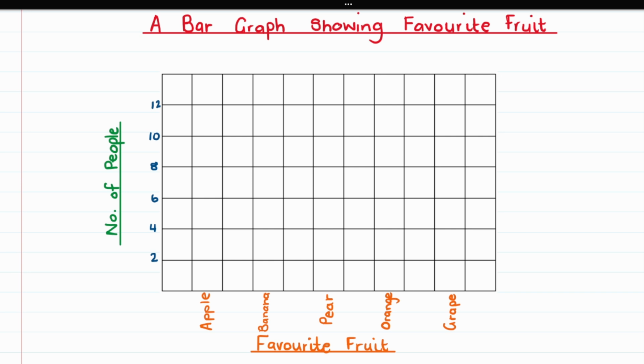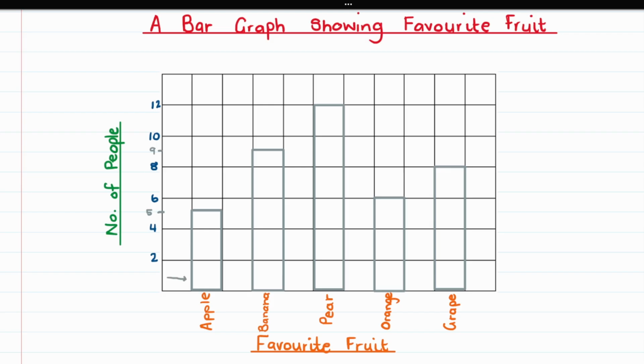There were 5 people who answered for apples, but there is no 5 on our graph. However, we can see that there is a 4 and a 6, and 5 is halfway between the two of them. So that means that my bar for apple will go up halfway between 4 and 6. Likewise, for bananas, there were 9 people who responded to this option. 9 would appear between 8 and 10. There were 12 people who answered for pears, so I will draw my bar as high as 12. 6 people chose oranges, and 8 people chose grapes.